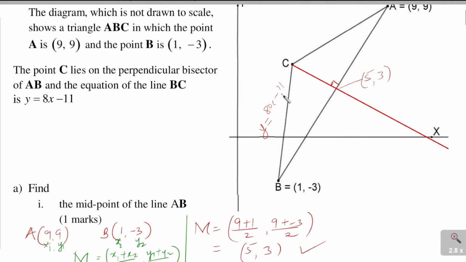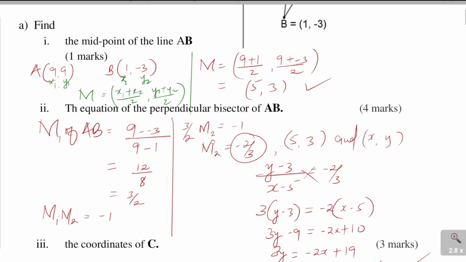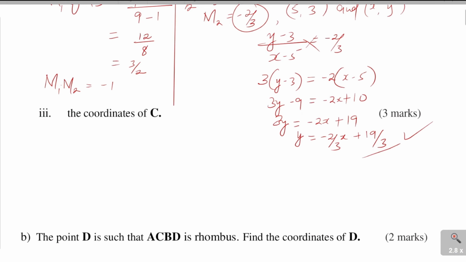So now let's go straight. We have the equation of this line, which is y = 8x - 11. That is equation 1. And then we have the one that we've already obtained here: y = -2/3 x + 19/3. Once we solve these two simultaneously, we'll be able to get the solution.